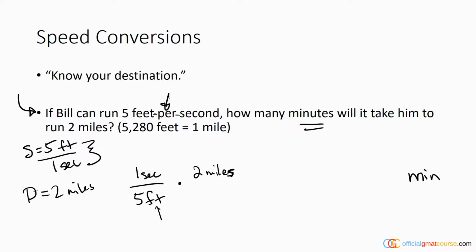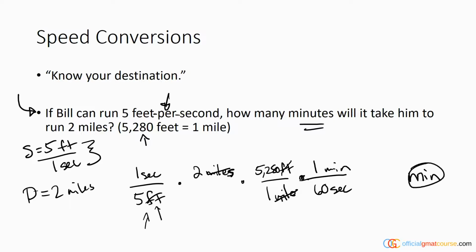But first I need to put them in corresponding units. So I need to convert feet to miles. Now I have feet on the bottom here, and I'm going to need to bring feet up top. So 5,280 feet, which we're told right here, equals 1 mile. And that's perfect because that will allow us to cancel out miles versus miles and feet versus feet. And now we are left with just seconds. So we need to multiply by 60 seconds on the bottom is equivalent to 1 minute. And now we're in the unit that we care about.